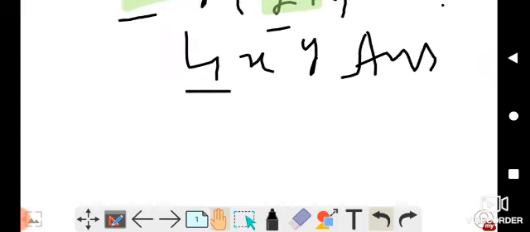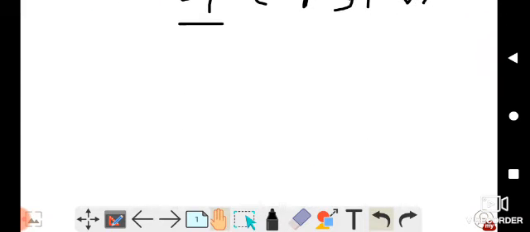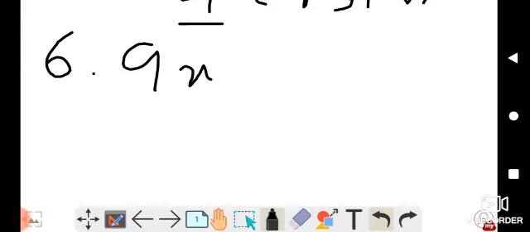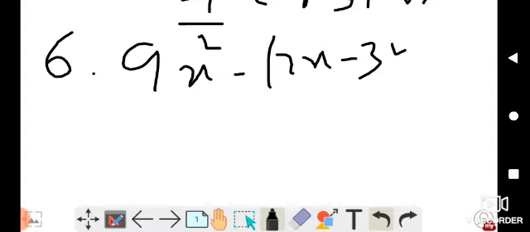Okay, now question number 6. Question number 6 is 9x square minus (2x minus 3y) whole square.